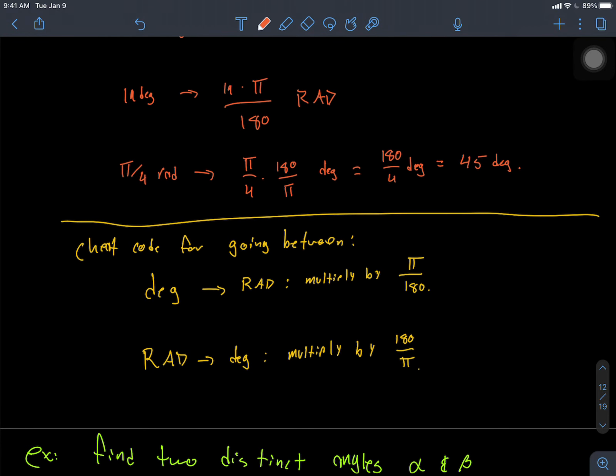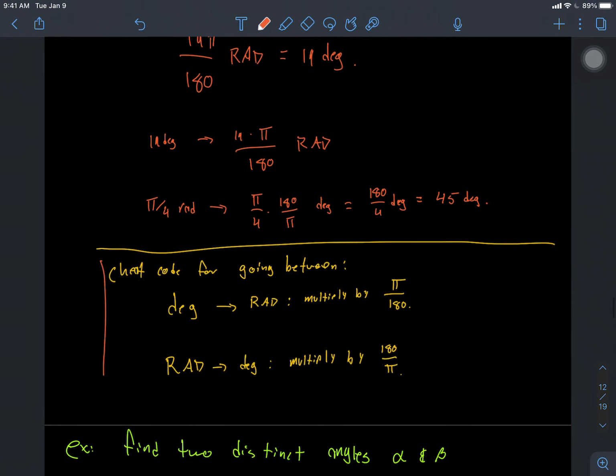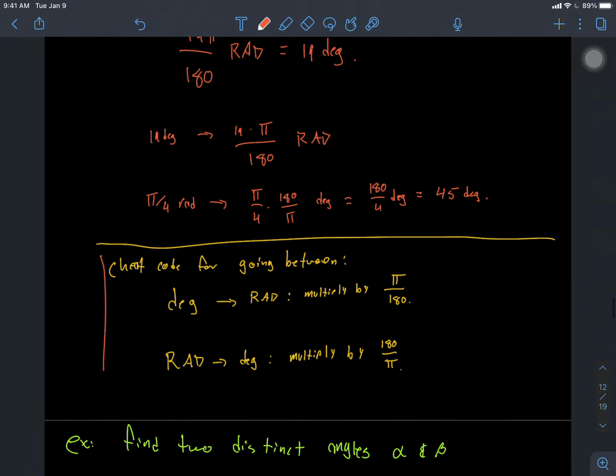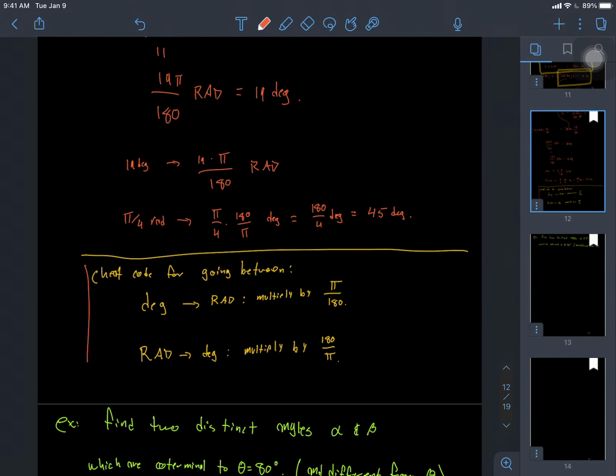So this is how we can use the cheat code for going between these two things. So if you want, put this on a flashcard and keep it under your pillow when you sleep at night and try to absorb it into your soul and memorize it. Or you can just remember that 2 pi radians is a full circle, and then you can work everything out from there. Okay, so that's how we convert between radians and degrees.